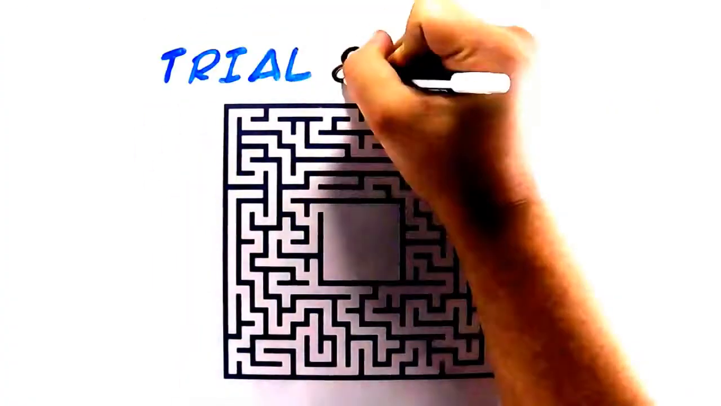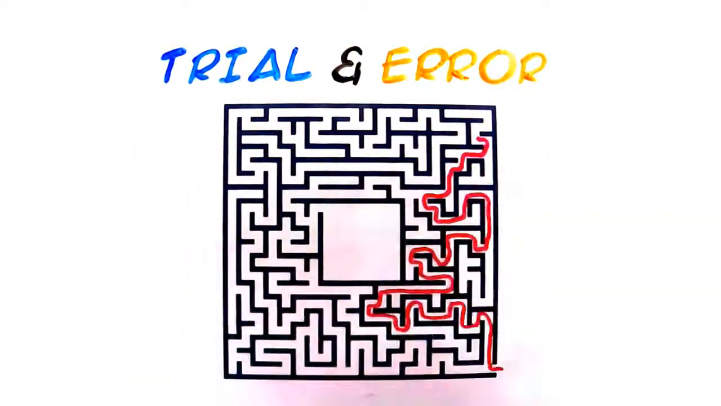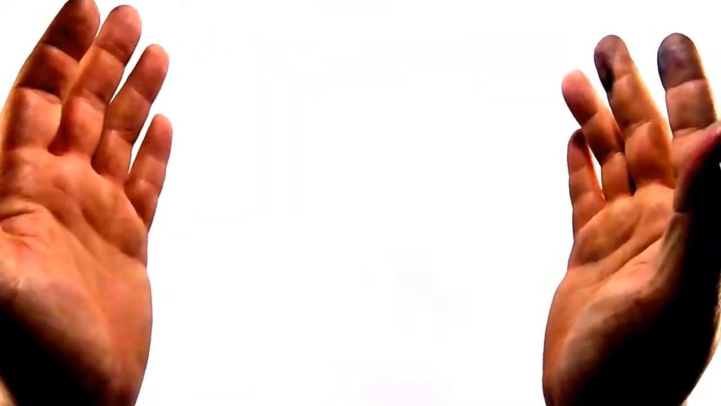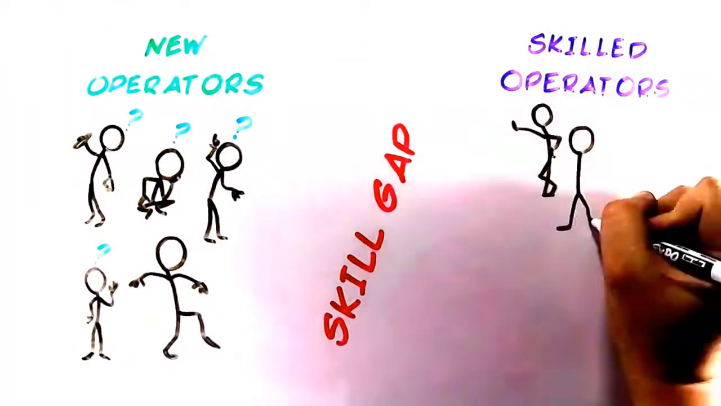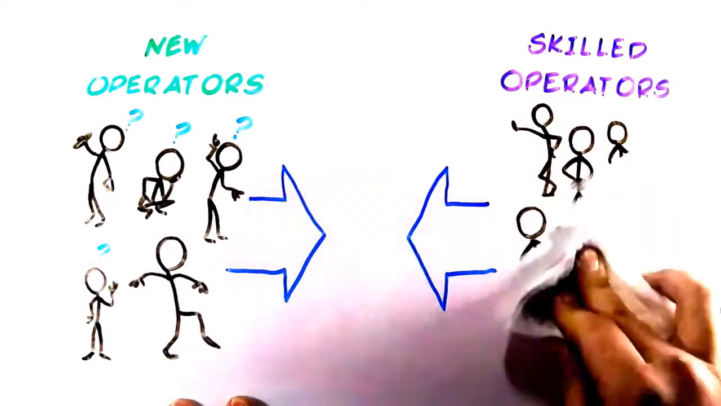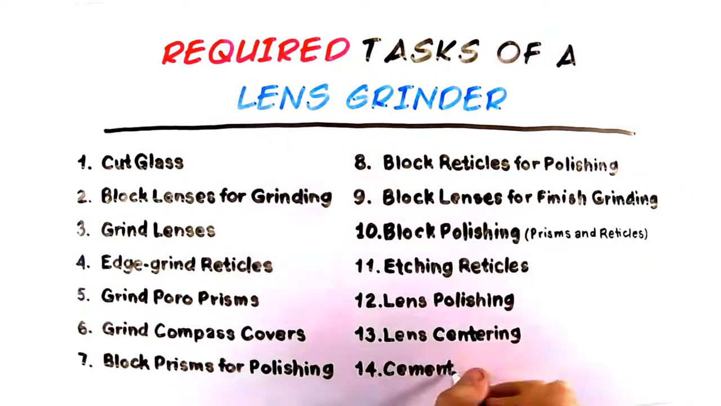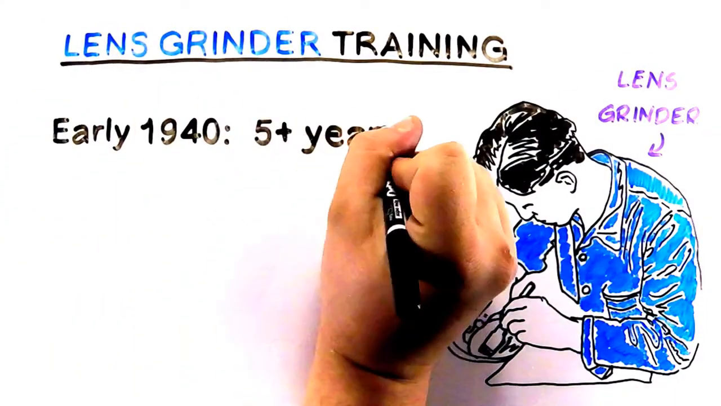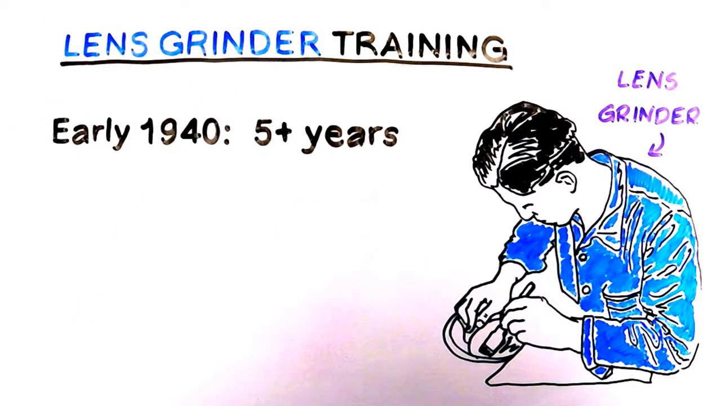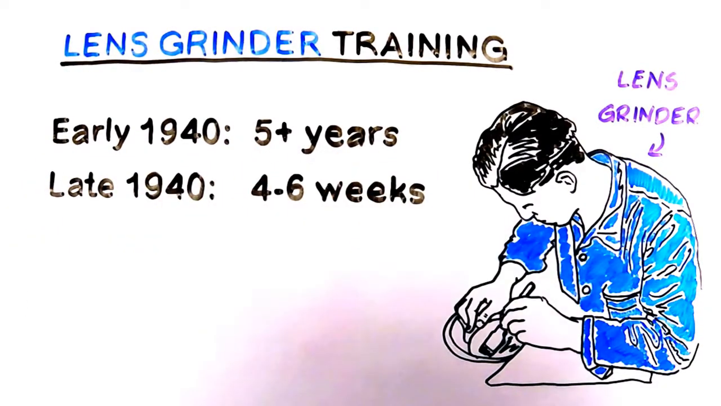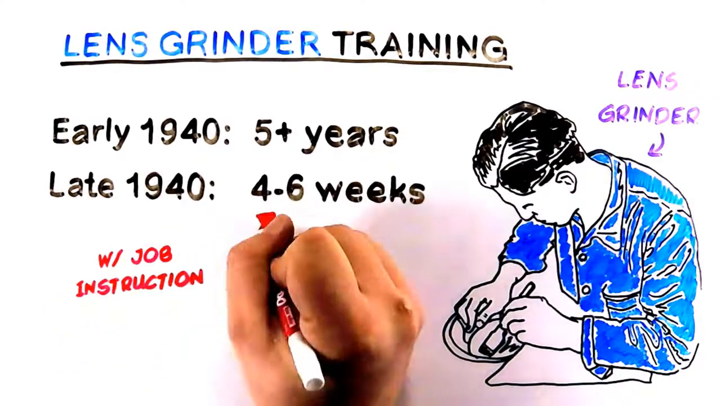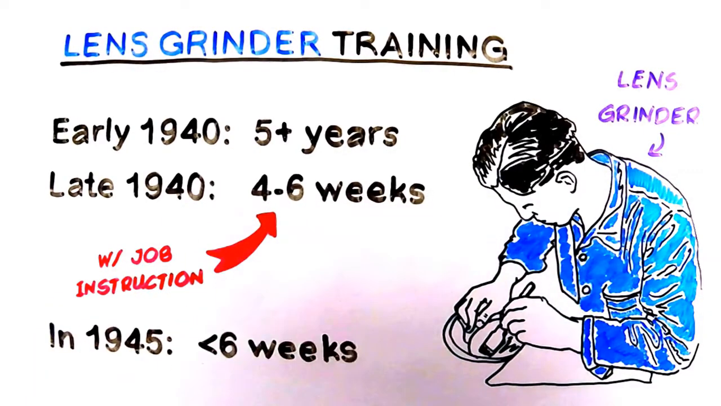It would take several months of trial and error for Dooley and Dietz to craft these programs into their simple four-step methods. Dooley and Dietz began with closing the skill gap. Using Charles R. Allen's training method as a base, a test was done on the lens grinding industry to help improve training time. Lens grinding is a complicated process. In the early 1940s, it would take five years to train the average person the art and science of lens grinding. By the end of 1940, that time was reduced to four to six weeks. Job Instruction was born. Later, in 1945, the training would again be reduced to less than six weeks.